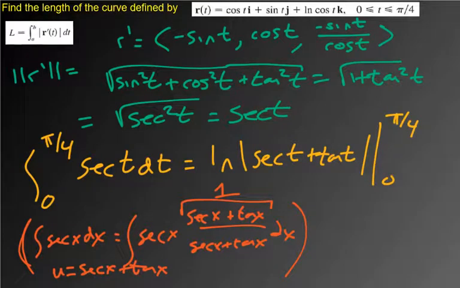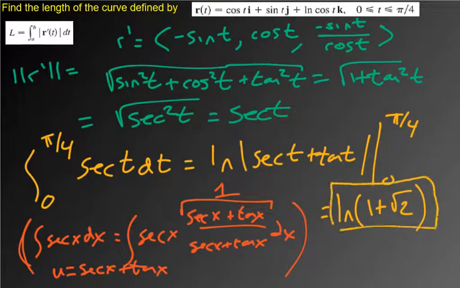And then if you plug in pi over 4 and 0, you'll get natural log of 1 plus root 2. You get a natural log of 1, which goes away, and this is what it simplifies down to if you plug in pi over 4 and 0. So all that means is that if you graphed this on Math 3D or something, and you let t range from 0 to pi over 4, then this is how long the curve is. That's all we figured out.